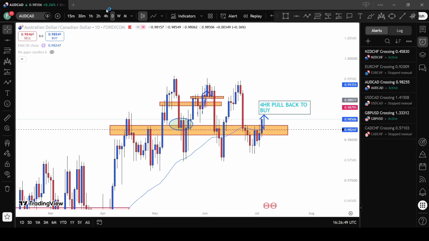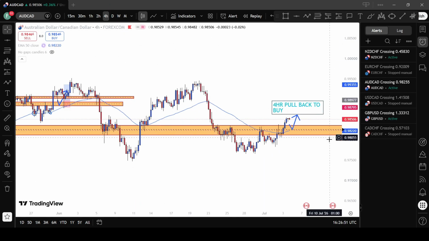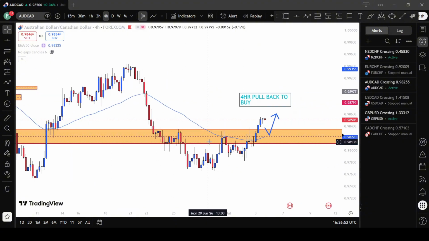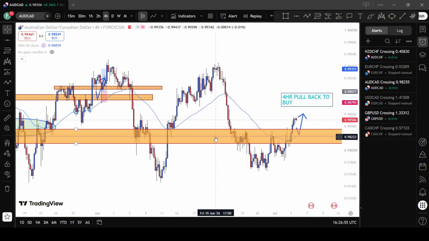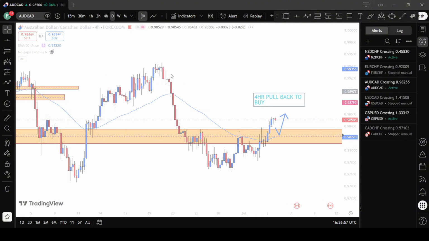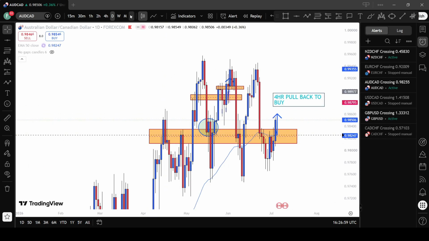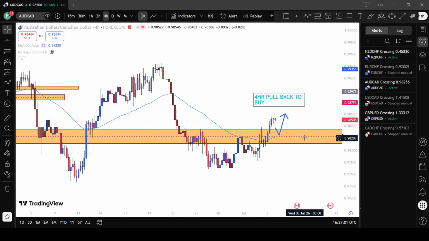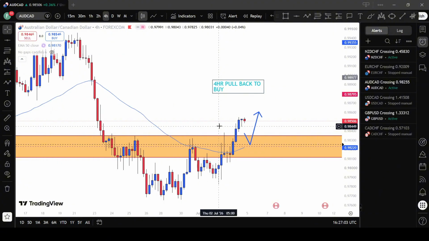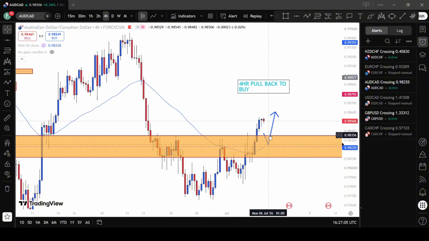Now, on the daily and the 4 hour, you can see that this area of interest right here is valid. You can pretty much see that from the weekly time frame, but this is the daily time frame. Anyhow, we're waiting for a 4 hour pullback, which is basically a higher low. When the higher low is created, you're going to be looking to take a buy to the upside. So no 4 hour pullback, no trade. That is for AUD CAD.